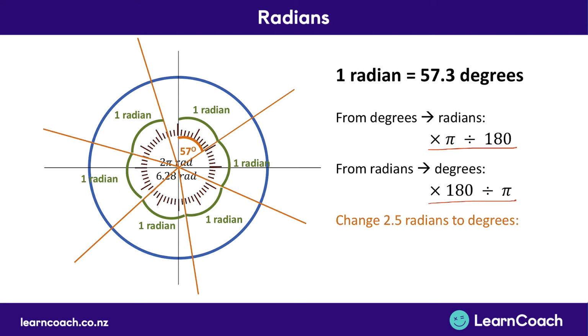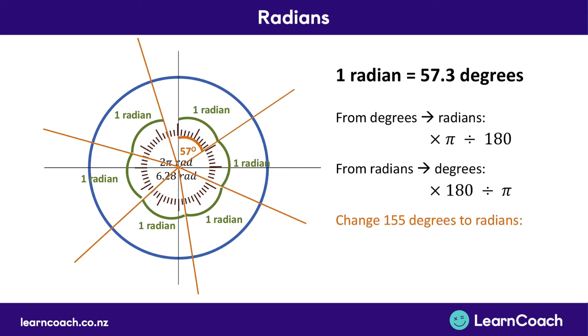So for example, you might get asked to change 2.5 radians into degrees. Now that is going from radians to degrees, so what we do is we write out our 2.5, then we do this equation, so we multiply by 180 and divide by pi. You put that in your calculator and you'll find that that equals 143.2 degrees. So that's how you change from radians to degrees.